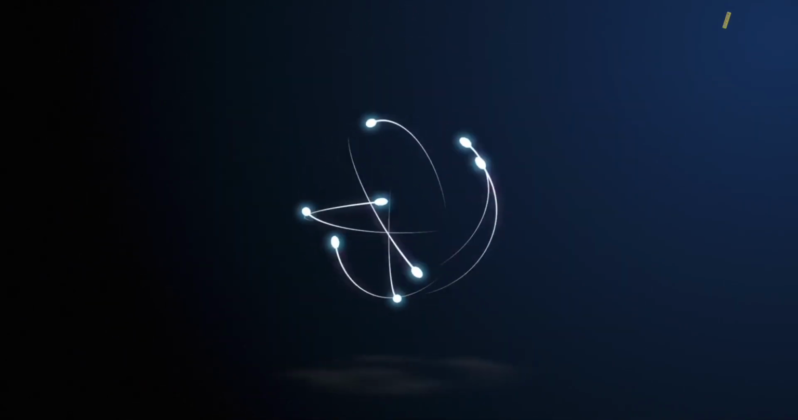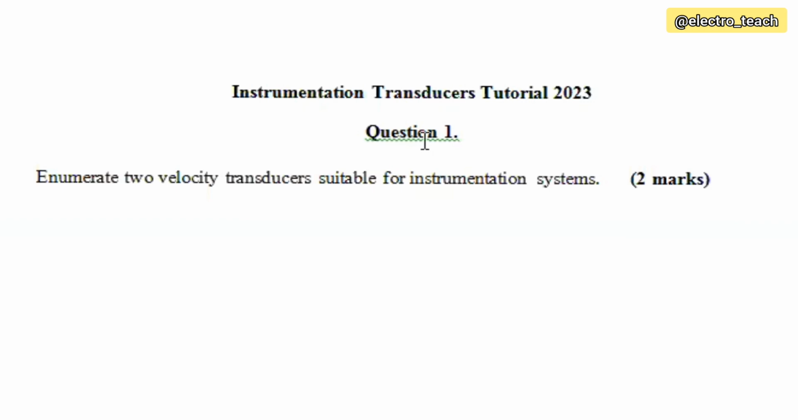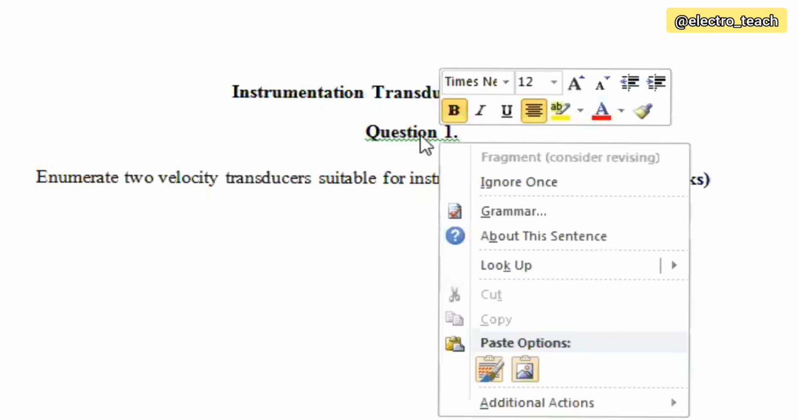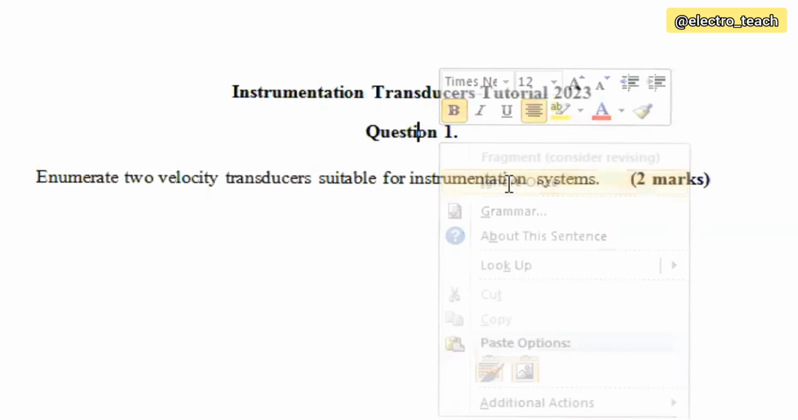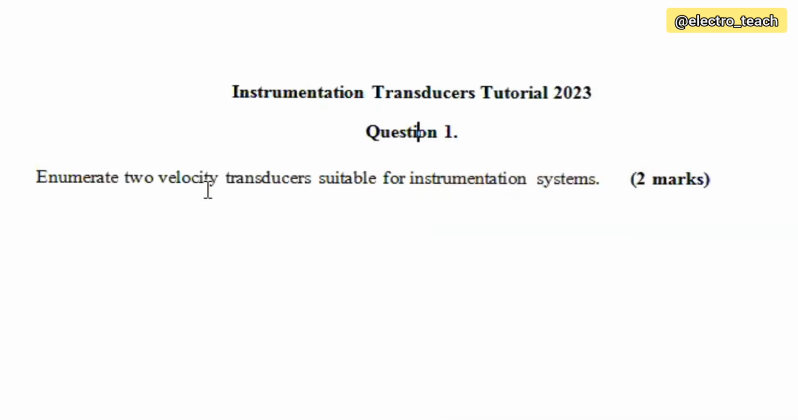Right, welcome all. We want to have a solution to this tutorial problem. We want to learn a few things from the tests. The first question of the test, the instrumentation transducers test, asks us to enumerate two velocity transducers suitable for instrumentation systems.